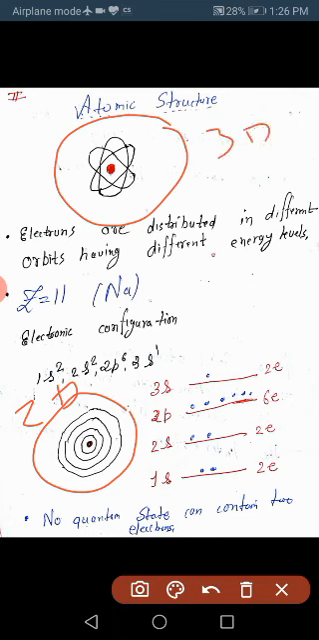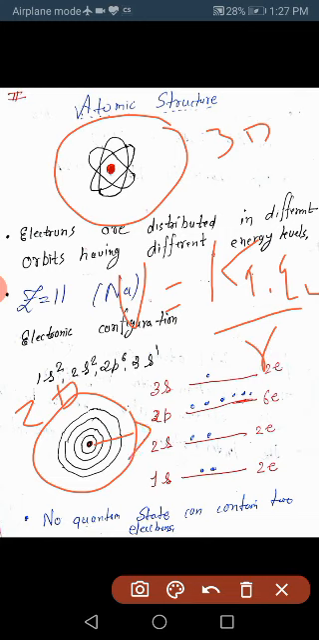Okay, as we know from basic high school chemistry, electrons are distributed in different orbits having different energy levels, and this energy is decided by the Coulomb energy, the electrostatic energy K Q1 Q2 over R. As we move away from the nucleus, energy increases. But here you can see there is an inverse relationship with 1 upon R.